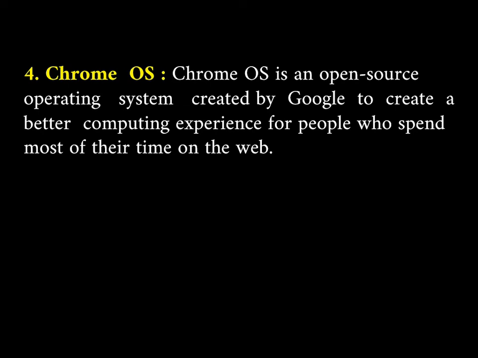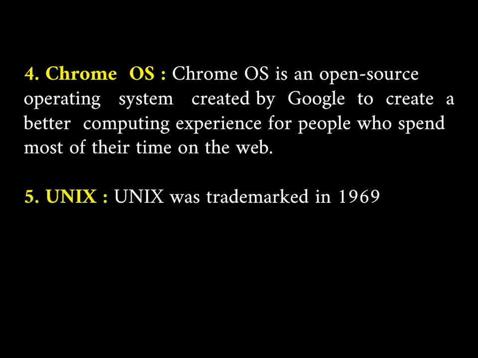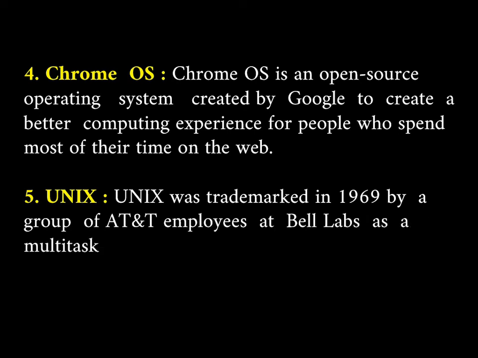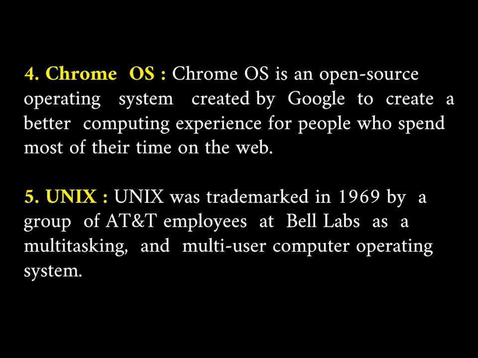The next is Unix. Unix was trademarked in 1969 by a group of AT&T employees at Bell Labs as a multitasking and multi-user computer operating system. Unix is a multi-user and multitasking computer operating system. Now look at Windows. Windows is not a multi-user operating system, but it has multitasking. Multitasking means at the same time you can use more than one application.